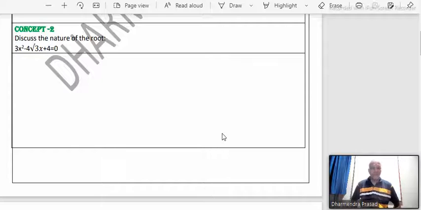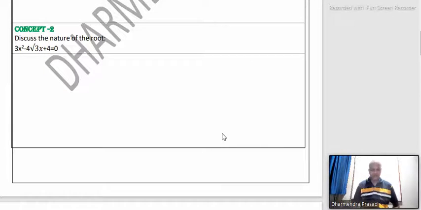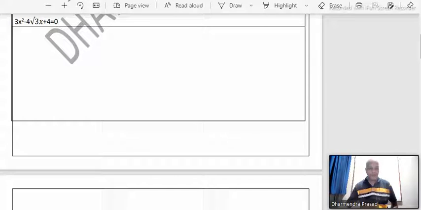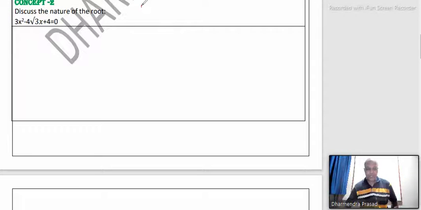Next question: discuss the nature of the roots of the quadratic equation. Now, what is the nature? As I discussed, D is b square minus 4ac. Here D can be greater than 0, D can be equal to 0, or D may be less than 0.